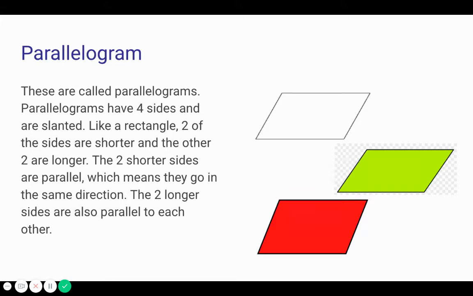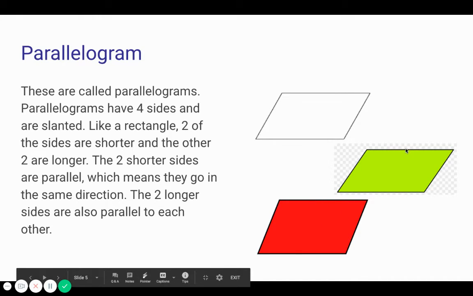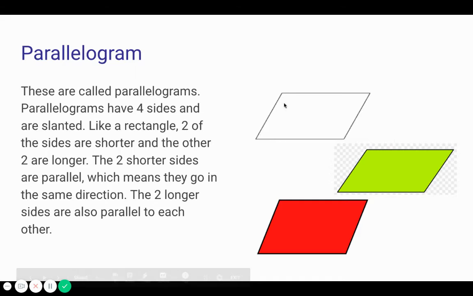So parallelograms have 4 sides. 1, 2, 3, 4. Just like a rectangle, 2 of the sides are shorter, like these, and 2 of the sides are longer, like these. Okay? The 2 short sides, just like a rectangle, are parallel. They go the same direction. And the 2 longer sides are parallel. They go the same direction. So this is a parallelogram.